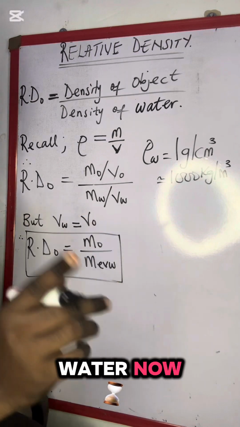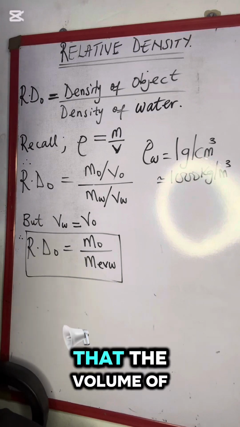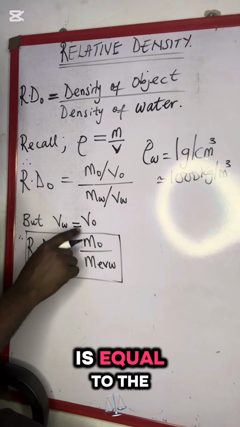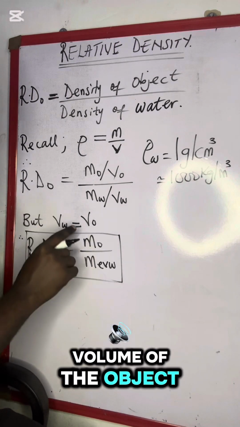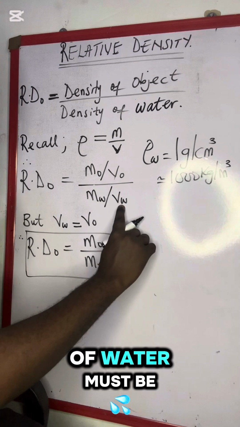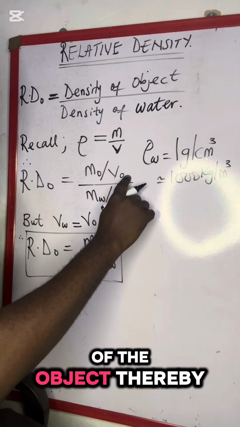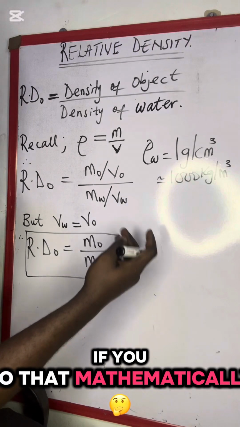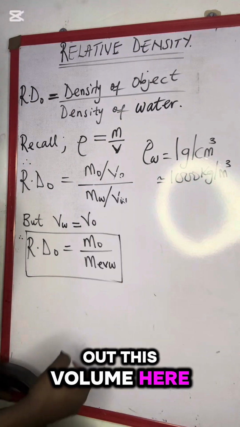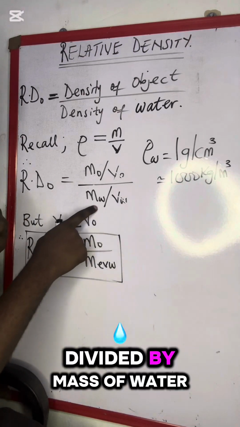Now, to make our relative density perfect, we're going to make sure that the volume of water we are using is equal to the volume of the object in question. So the volume of water must be equal to the volume of the object. Thereby, if you do that mathematically, this volume here cancels out this volume here, so we'll be left with just mass of object divided by mass of water.